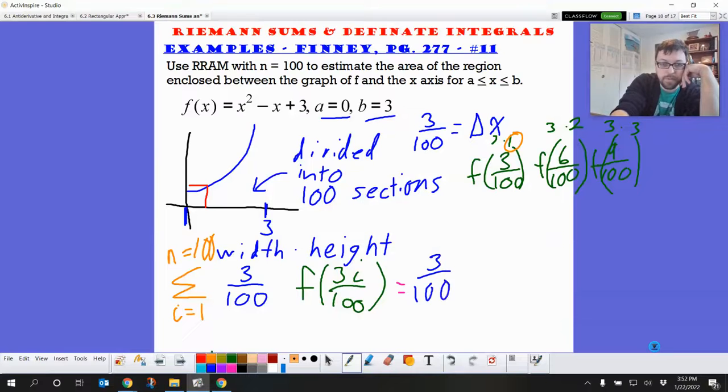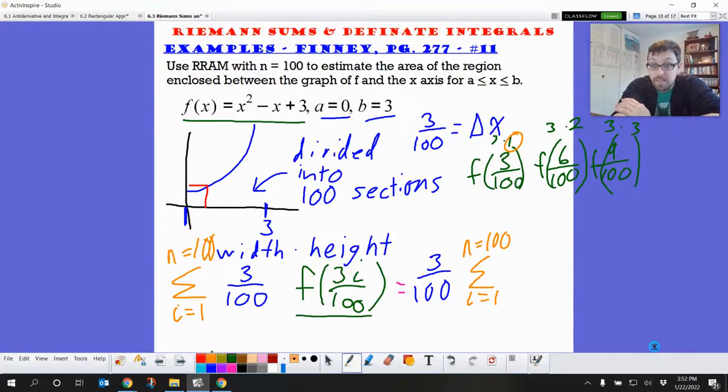So 3 over 100, summation, and then we've got to do f of 3i. So this f of 3i, we should just plug that into our function. So that is 3i over 100 squared.